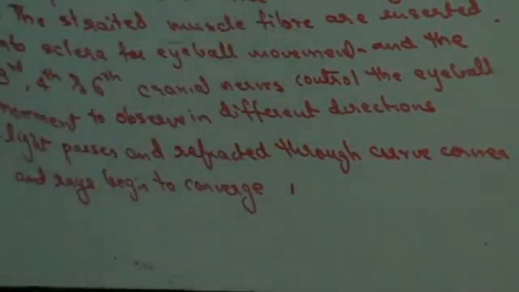Next, let's move on to the next membrane. The second membrane that you have is called the choroid. Now, what is the choroid?